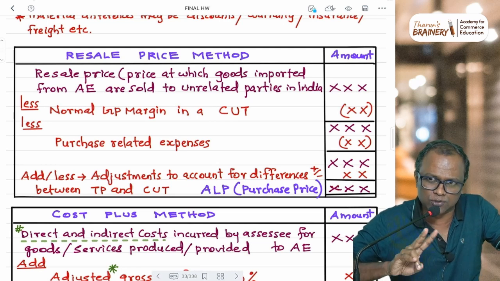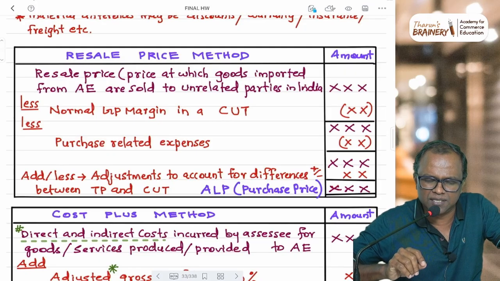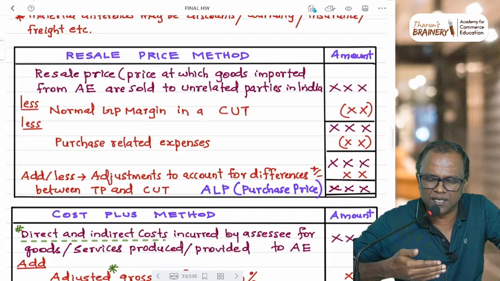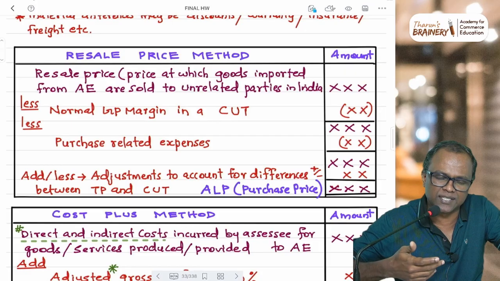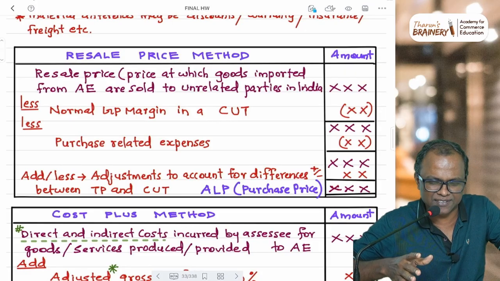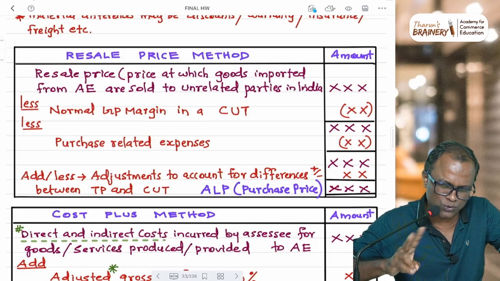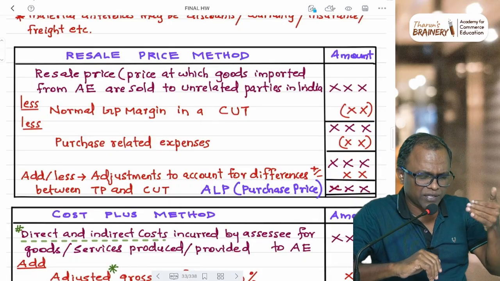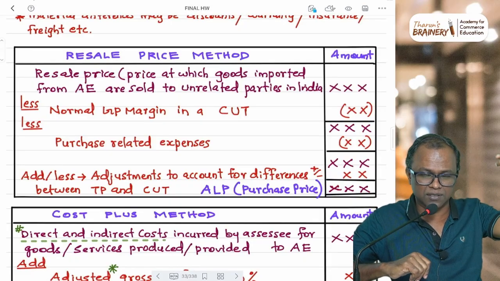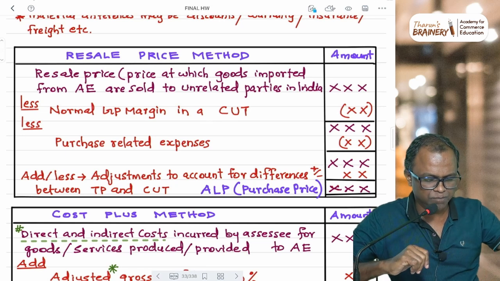Comparison is possible only in two methods: the cost plus profit method and the transactional net margin method. Only a small difference: in the cost plus profit method we use the gross profit margin, but in the transactional net margin method we use the net profit margin. That's the only difference. Otherwise, all other things are the same in those two methods. But all other methods are completely different. So when we study the resale price method, don't think about the CUP method first.